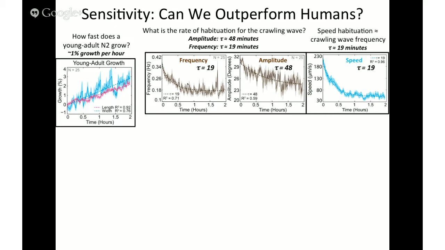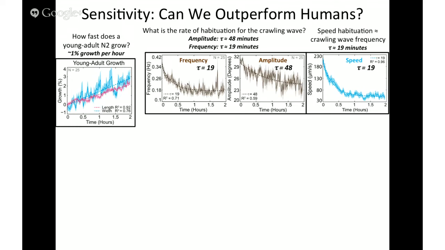And similarly, we could look at the speed of the worm, right? These two pieces of the crawling wave set the speed of the worm. And if you look at the speed of the worm, its habituation rate, the speed, once again, is on the y-axis, and the time is on the x-axis. The speed habituates within about a half hour. It looks very much like the habituation of the frequency of the wave. And you might guess that the frequency of the wave, the speed at which the wave propagates along the body, is setting the speed of the worm because they follow a similar habituation rate. It's just a hypothesis that you might form as a result of seeing this data.